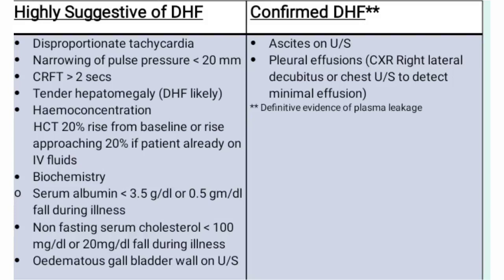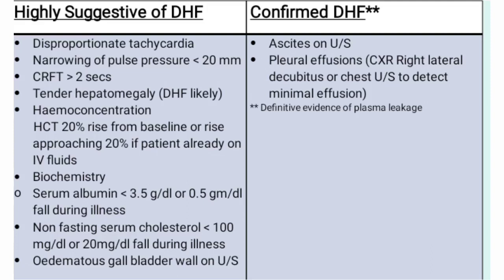So what is dengue hemorrhagic fever? So dengue fever plus these findings will make it dengue hemorrhagic fever. These are categorized in two forms. One is the highly suggestive dengue hemorrhagic fever, and the other is the confirmed dengue hemorrhagic fever. So whenever you come across a case of dengue, you should think whether the patient is in dengue hemorrhagic fever or not, because a dengue hemorrhagic fever patient needs admission and IV fluid therapy.